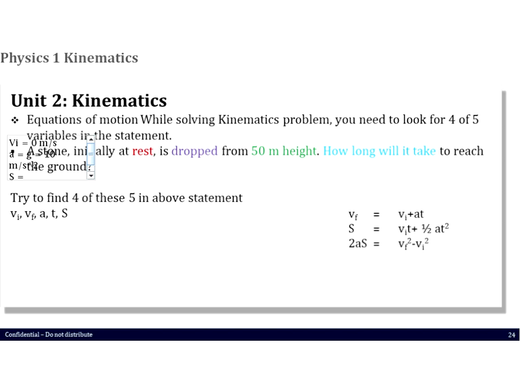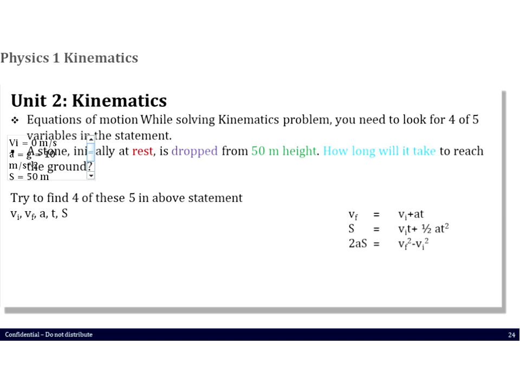Okay, here we are. So yes, the second equation of motion can help us because it involves S, Vi, T, and A, all good. So let's start solving this. S is equal to Vi T plus half or 0.5, whatever you like, A T squared.